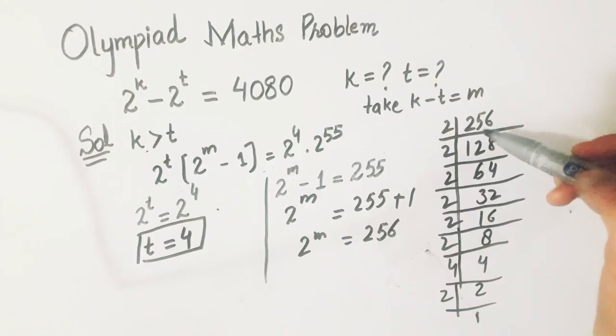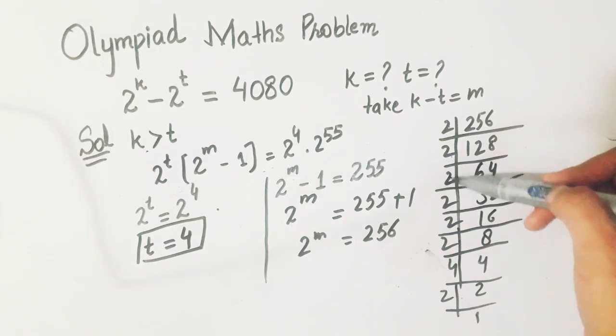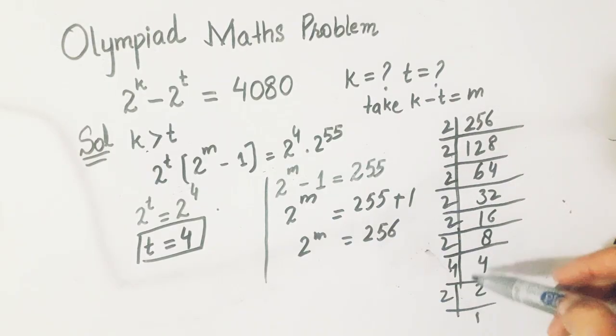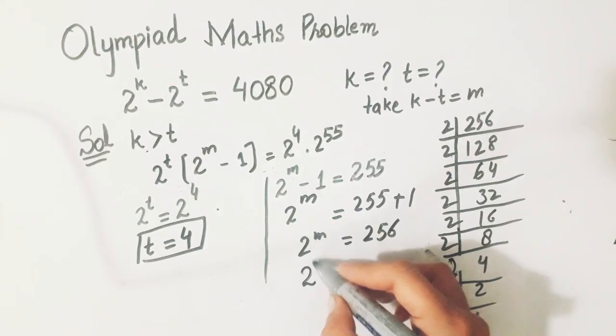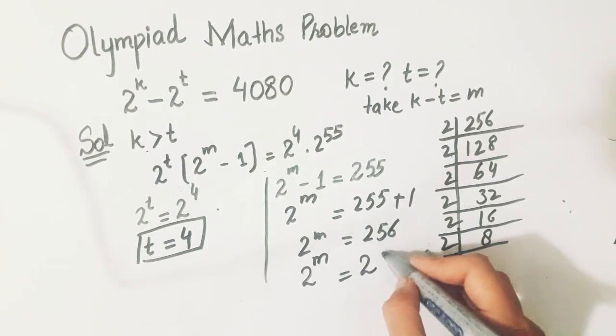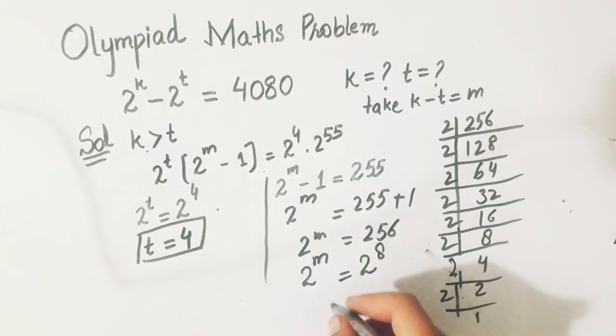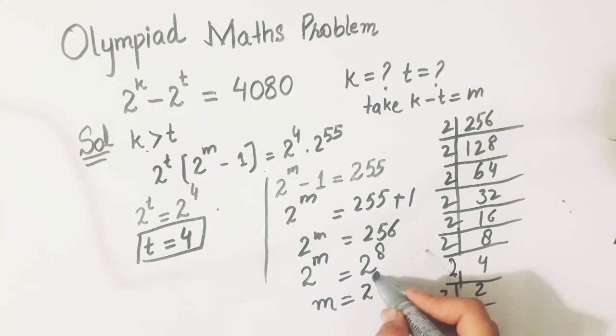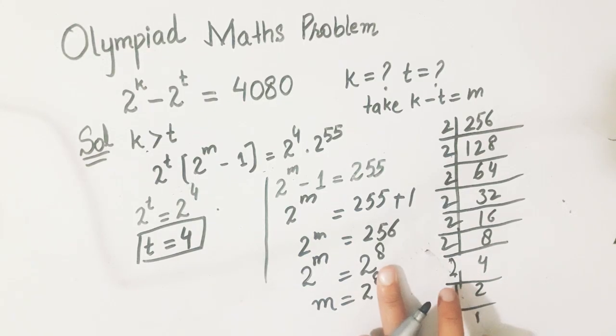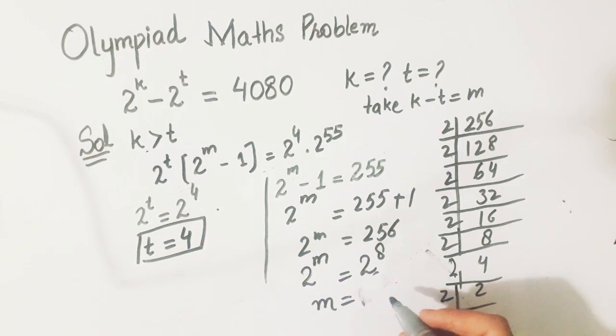So how many 2s? 1, 2, 3, 4, 5, 6, 7, 8. That means we get 2 raised to power m equals 2 raised to power 8. When the bases are same, that means the powers are also same. So we have m equals 8. So the value of m will be 8.